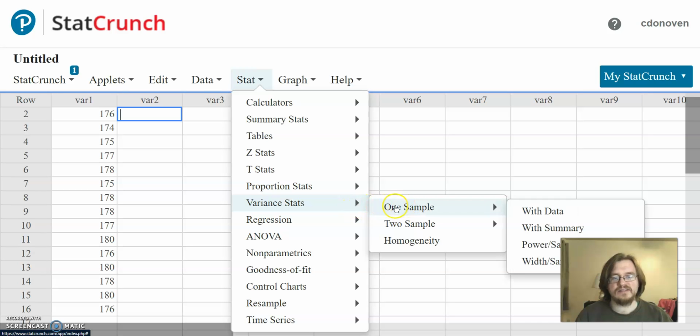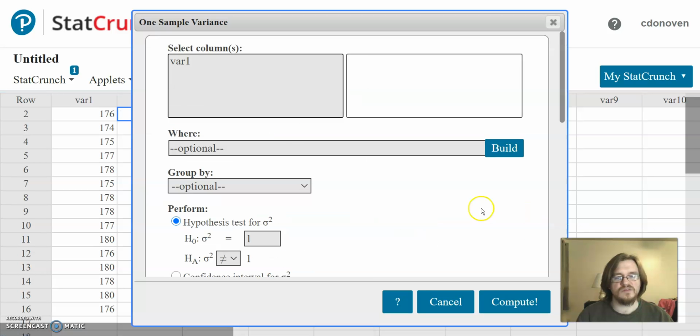We have one sample. We do not have two samples. And the two options that we have are with data or with summary. These are going to be the two common options. Right now we have a data set. We have 16 values, individual values, and we're not summarizing anything. We have all of the data values explicitly. So we'll do this with the first data set. We need to select a column, so this is just the first column here, variable 1.